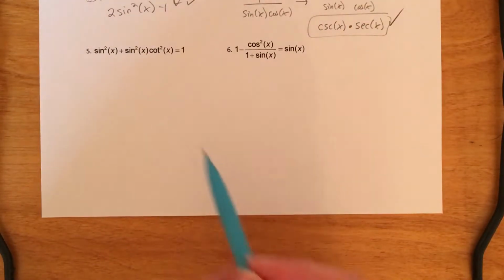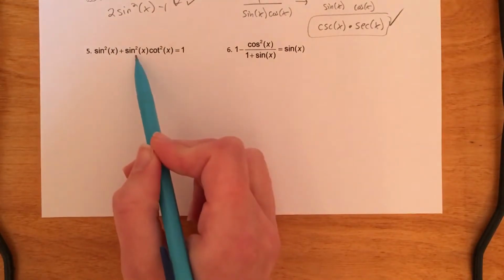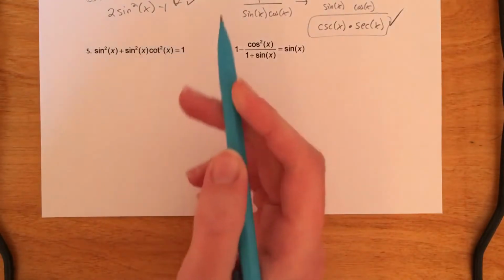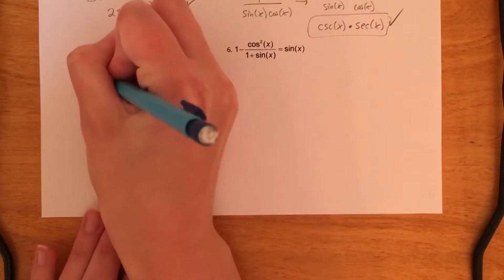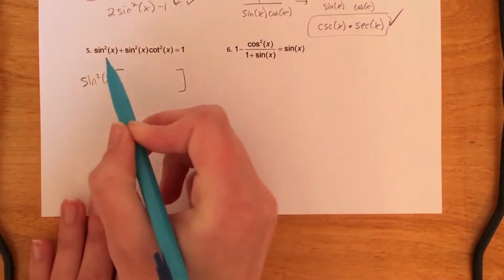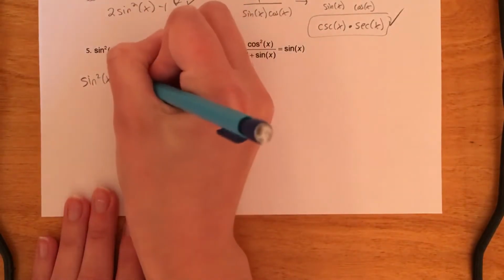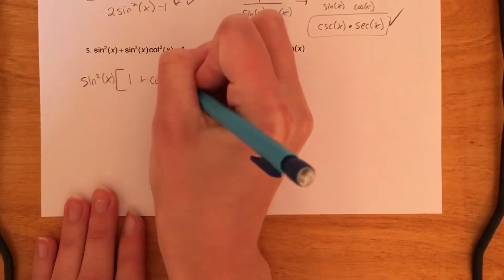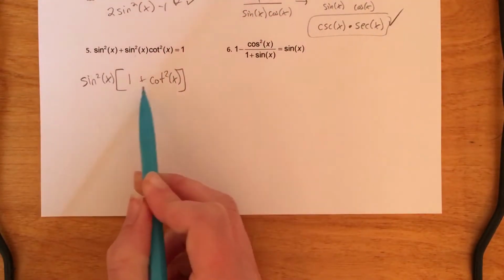The first thing that I notice is both of these terms have sine squareds in them. Just like in regular algebra with x's, we can factor out a sine squared because they both have it in common. I'm going to write in brackets what's left over. If I take out a sine squared from the first term, that'll just be a 1, and if I take it out from the second term, it'll be cotangent squared. So 1 plus cotangent squared.